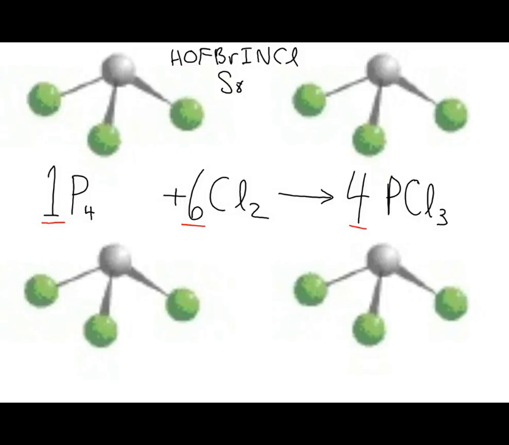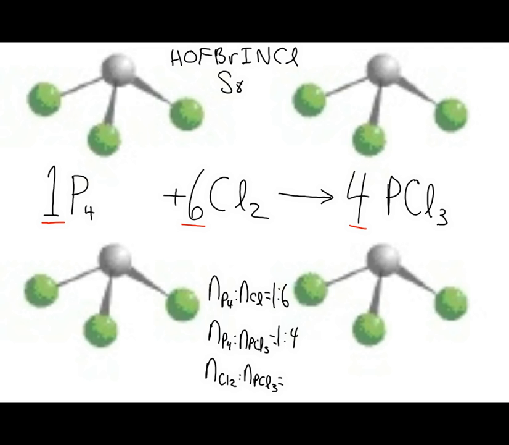So we have moles of P4 to moles of Cl2 would be 1 to 6. We have moles of P4 to moles of the product PCl3 is 1 to 4. And then our last mole ratio, moles of chlorine gas to moles of phosphorus trichloride, would be 3 to 2 or 6 to 4. Okay, so those are mole ratios. We're just looking at the ratio of units on an atomic level. It would be ratios of molecules. On a molar scale, it's the ratio of how many molar units we have.